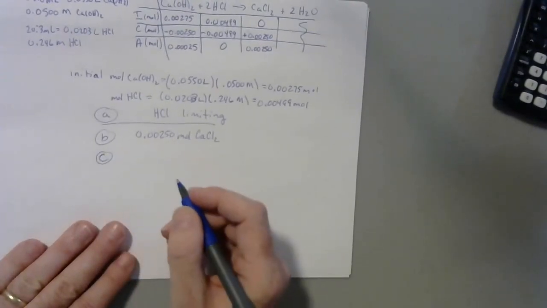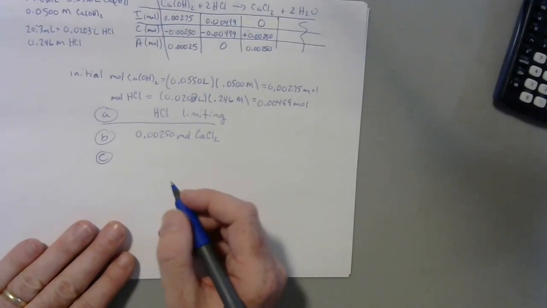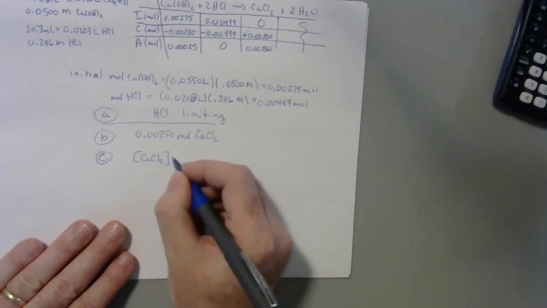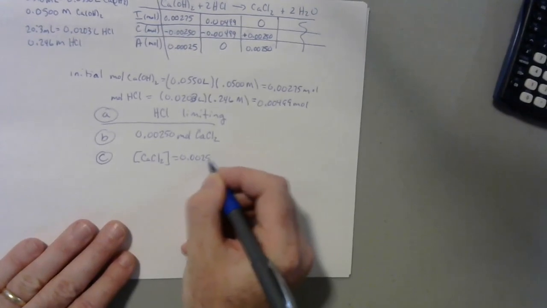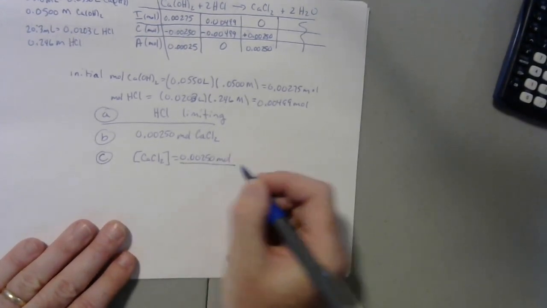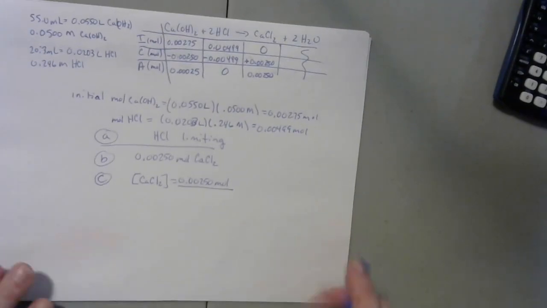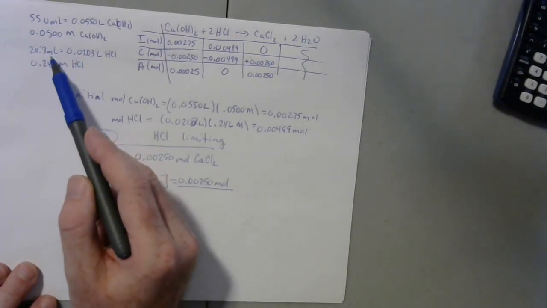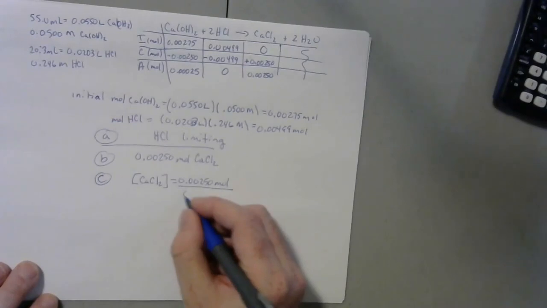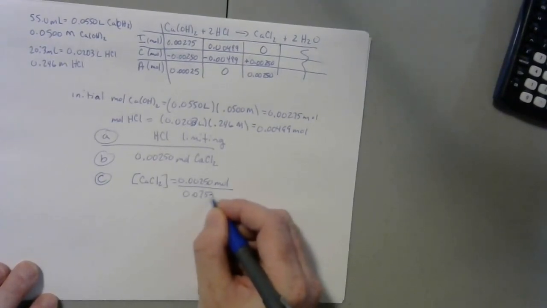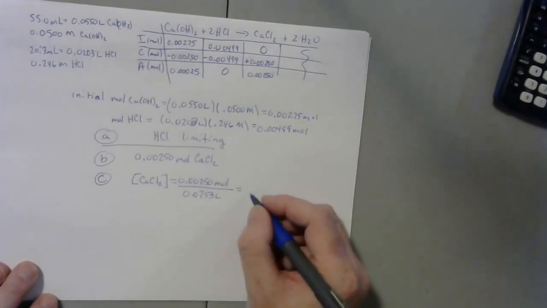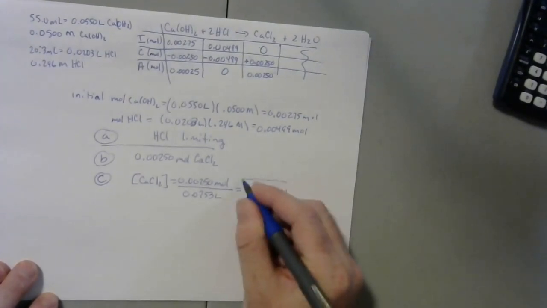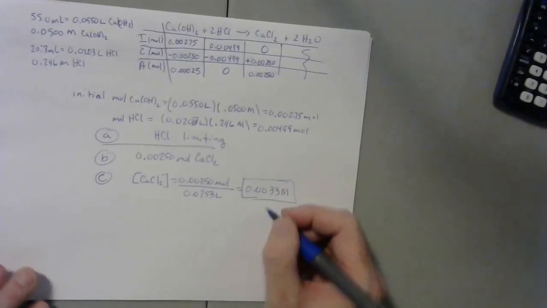C is going to be the molarity of that salt formed. So it's going to be calcium chloride. We're going to use that number of moles, 0.00250 moles. But now we have to divide by the total volume of the solution, which is going to be the 55 and the 20.3, which would be 70.3, or 0.0753 liters, or 0.0033 molar. And that's going to be your answer to part C.